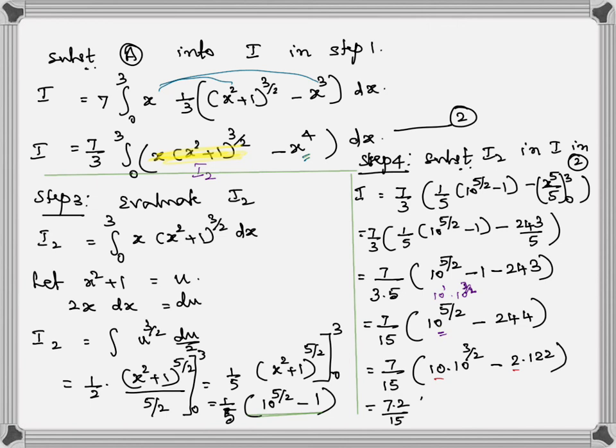So it is 7 times 2 over 15. If I take the 2 out, I'll get 5 times 10 to the power 3 by 2 minus 122. So I will have 14 over 15, (5 times 10 to the power 3 by 2 minus 122). That is the value of I.